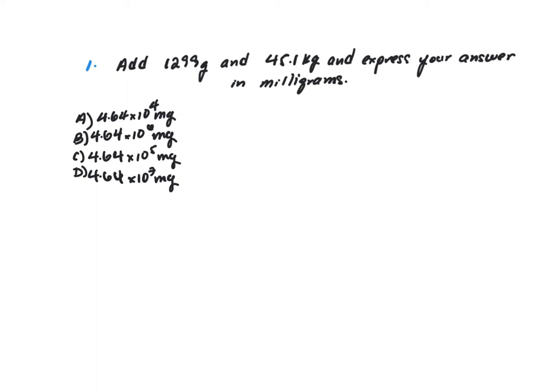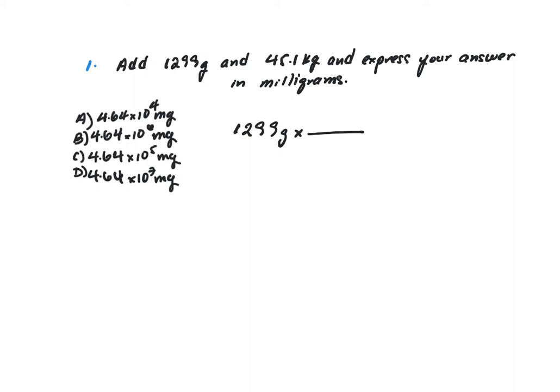This is question 1. Question 1 says to add 1,209 grams and 45.1 kilograms and express your answer in milligrams. Alright, so to do this, I'm just going to convert grams to kilograms. So we start with the total, the 1,209 grams.